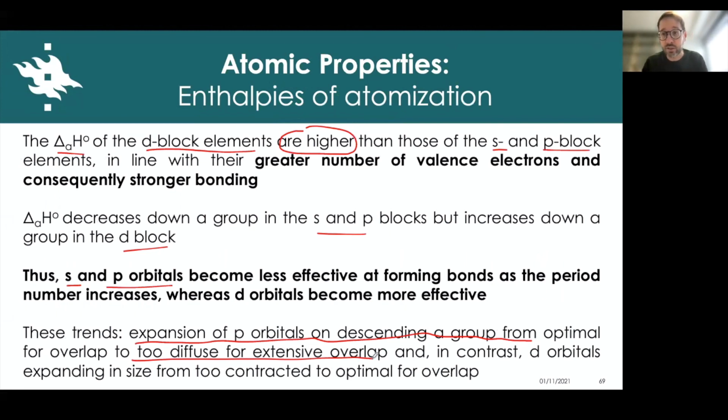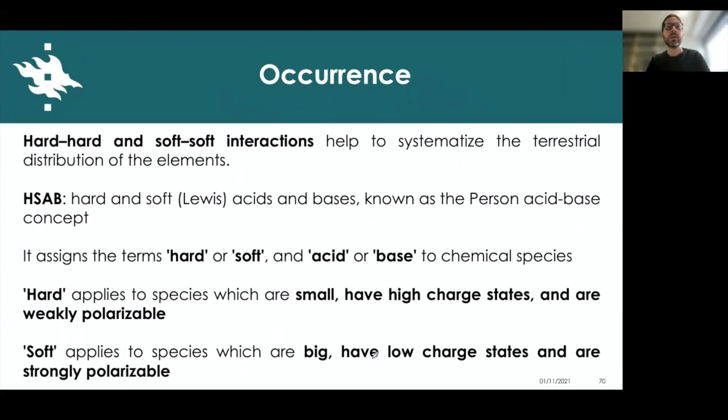This refers to the trends in bonding that these elements can make with each other. For the D block, as sizes get larger and D orbitals more external, they can overlap better with each other. While for the S and P block, the trend is the opposite. With larger, more diffuse S and P orbitals, the overlap as we go down a group becomes less and less effective.